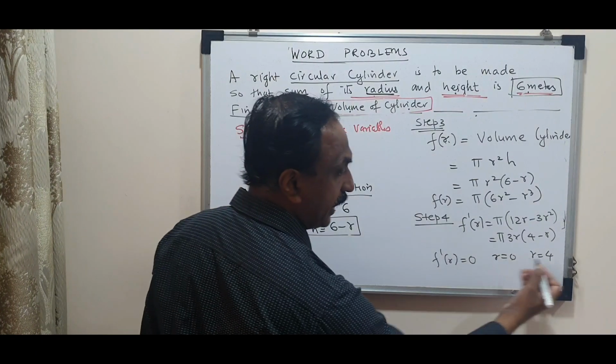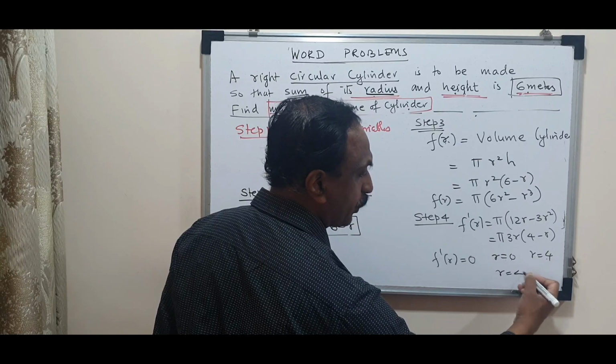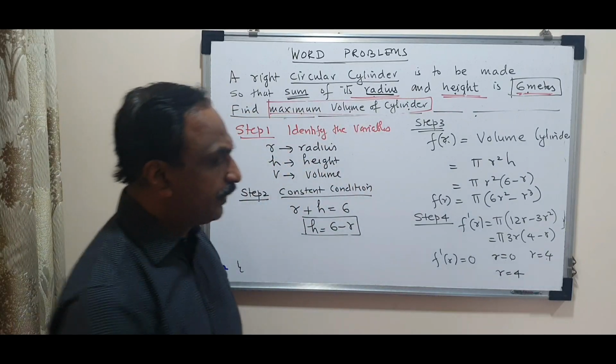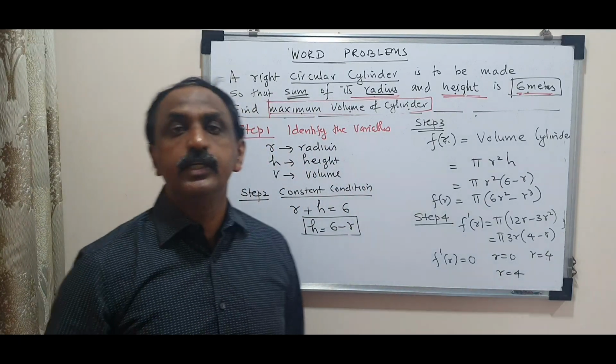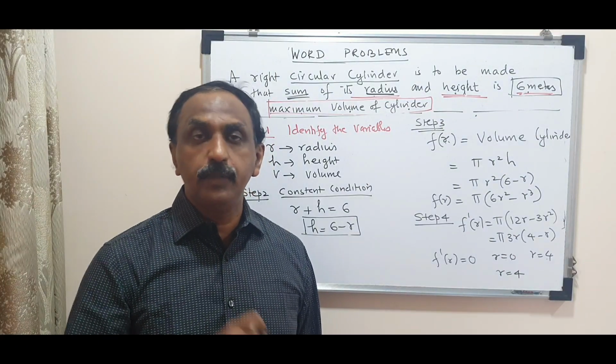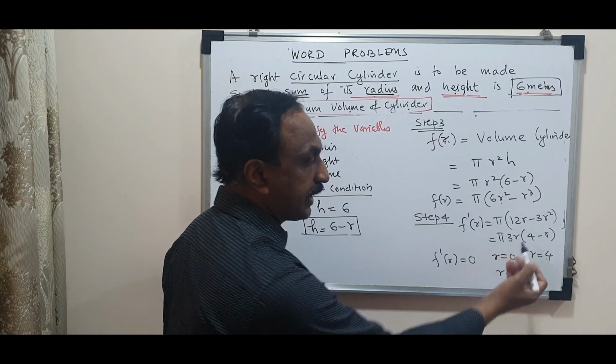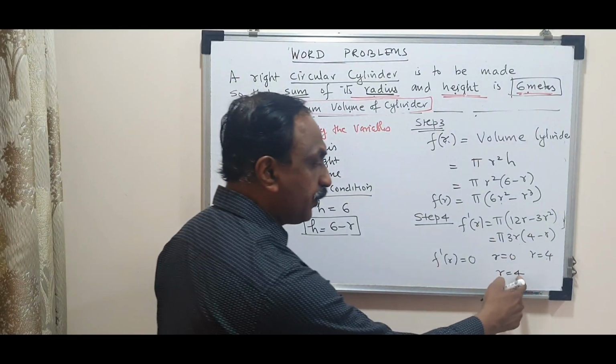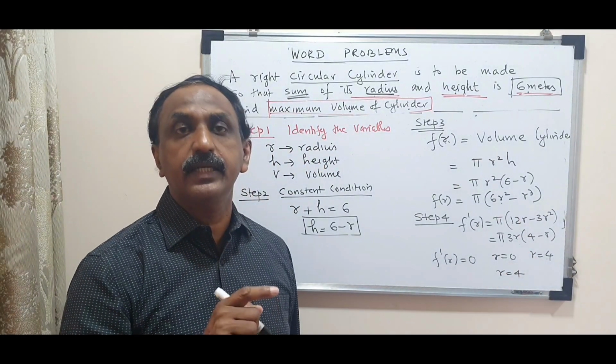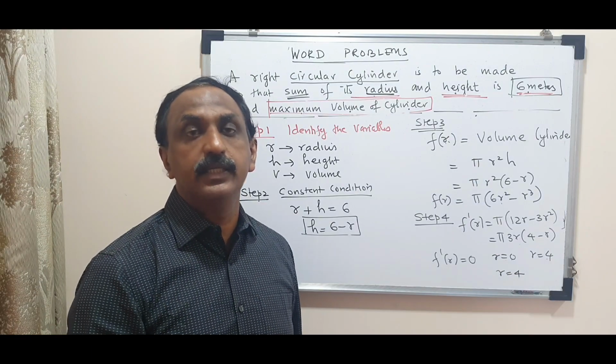So we will delete this case, we will take r is equal to 4 and proceed. Now I need to check whether this r equal to 4 is going to give me a maximum point or a minimum point, for which I need to find the second derivative. If the second derivative, when I put r as 4, is a negative value, then the volume of the cylinder would be the maximum.